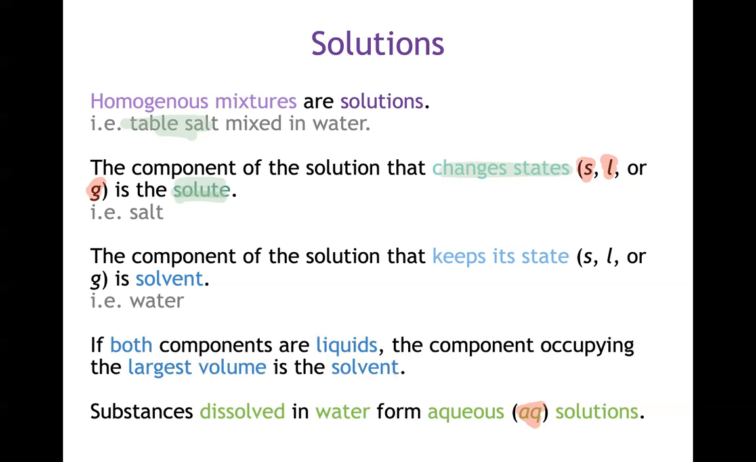If both components are liquid, if we're dissolving two miscible liquids, which one do we refer to as the solute and which one do we refer to as the solvent? Well, whatever we have the largest volume of would typically be referred to as the solvent, right?